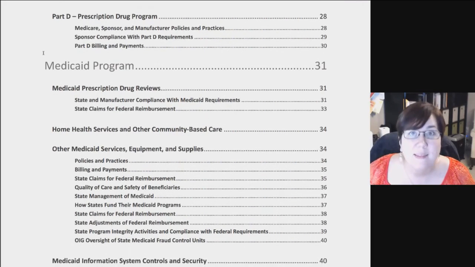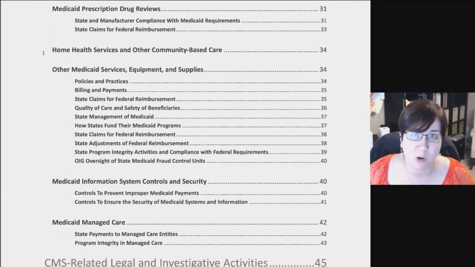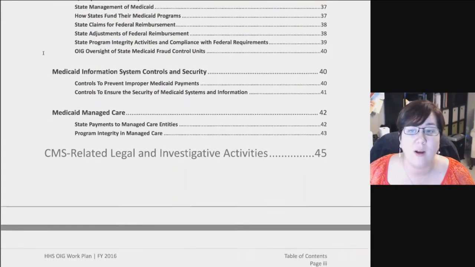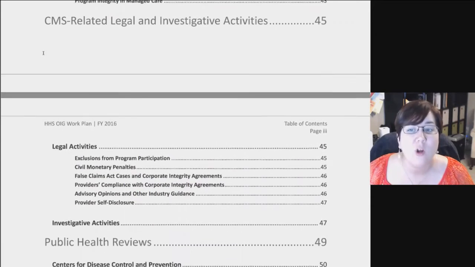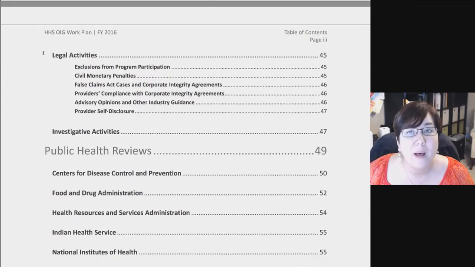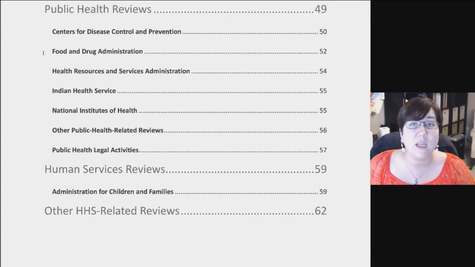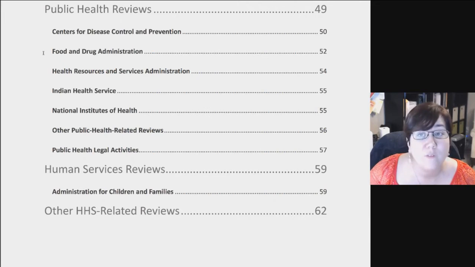Then they talk about what they're going to look at for the Medicaid program. And they'll go through here all of the different things we want to look at for Medicaid. All right, what other CMS related or investigative activities? What public health reviews are we going to do? We talk about public health reviews. You'll notice this includes everything from the Centers for Disease Control, the Food and Drug Administration, Indian Health Services, National Institutes of Health. This wraps in a lot of other federal entities outside of just the Medicare and Medicaid area that so many of us are used to restricting our work plans to.